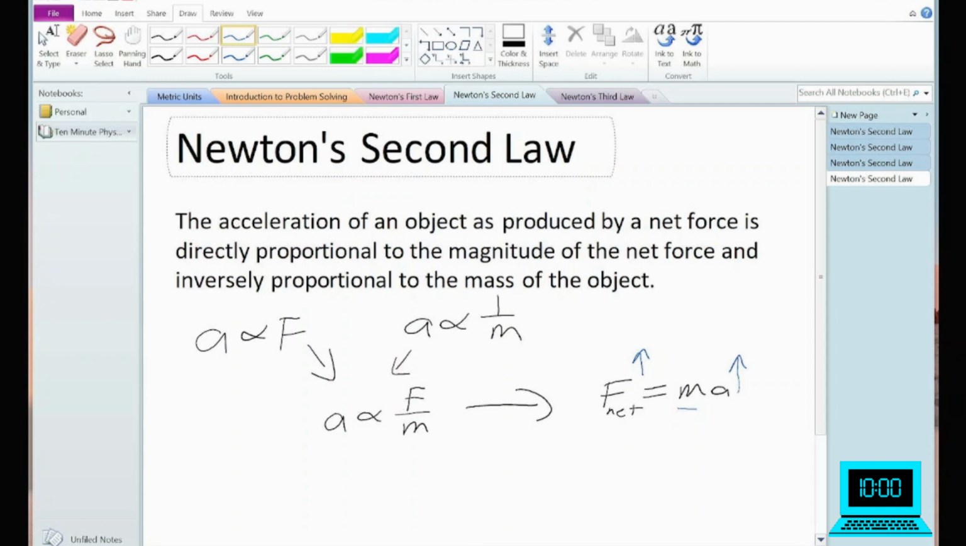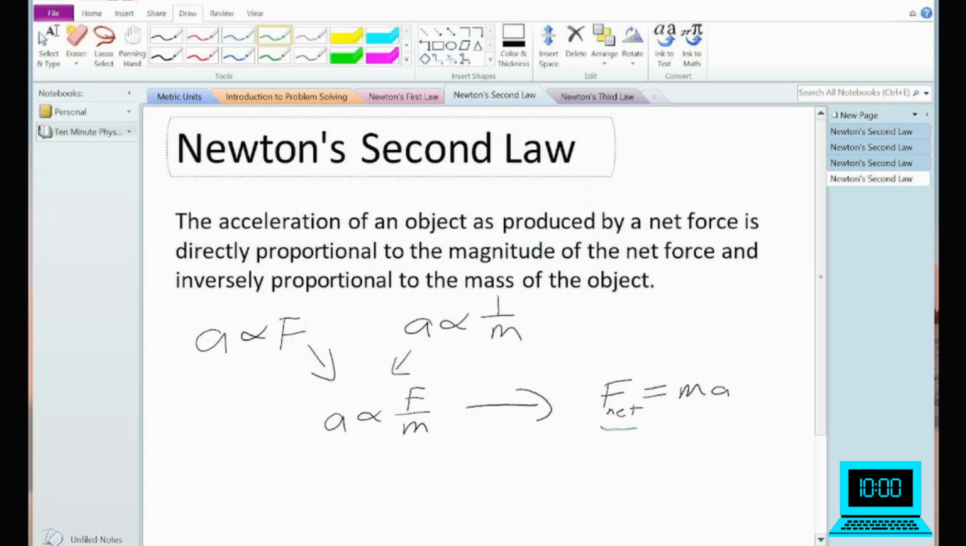This goes into sports, right? If you want to kick a ball, throw a ball, do something like that, and it's starting from rest, maybe like a break in pool, the larger the force you apply, the greater the acceleration it's going to have. Okay?